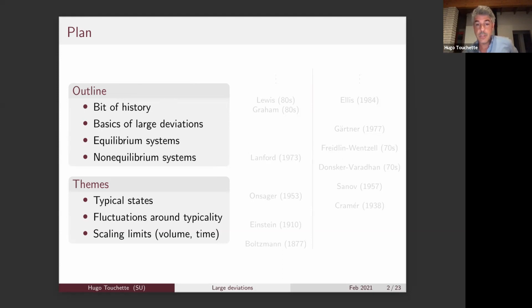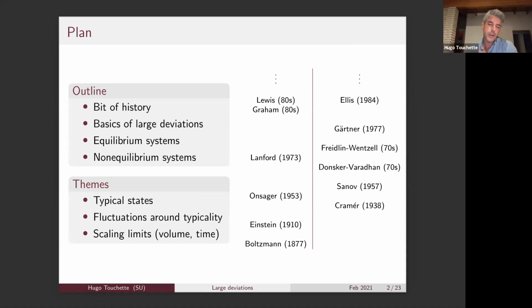Now, what's also interesting with the theory is that if you look at the history, it's a kind of very convoluted history, entangling physics and mathematics, like many subjects. And if you look at the history, and if you try to trace down really where the theory is coming from in terms of first result, the first result will come from Boltzmann in 1877.